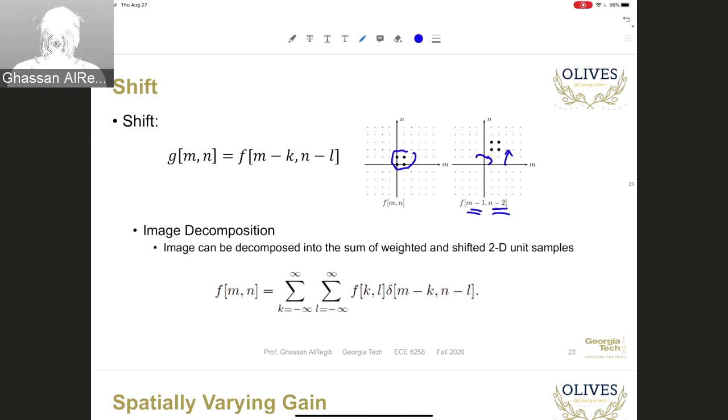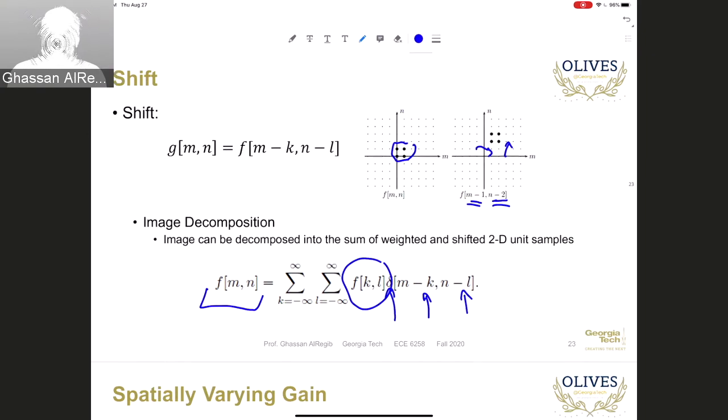And this becomes very important because I can represent any image, as I mentioned before, any two-dimensional image, as nothing but a decomposition of weighted and shifted two-dimensional unit samples. So these are unit samples, they are shifted by K and M, and they are weighted by F of K and M. And that's an image decomposition representation that we looked at a few minutes ago.